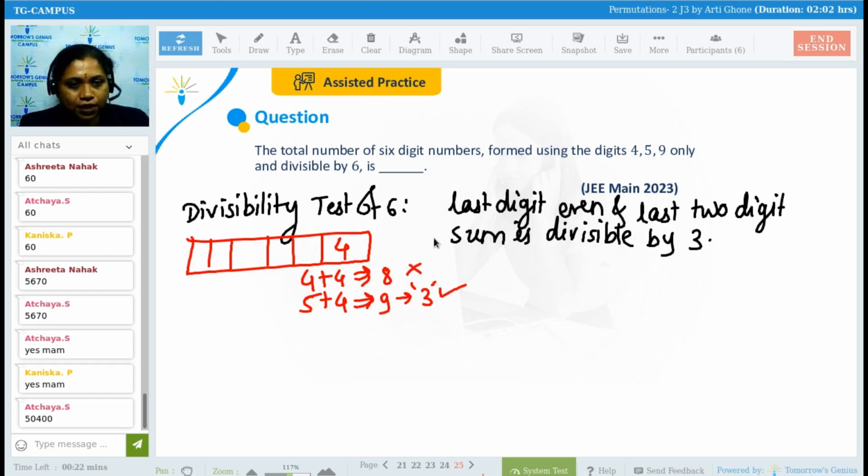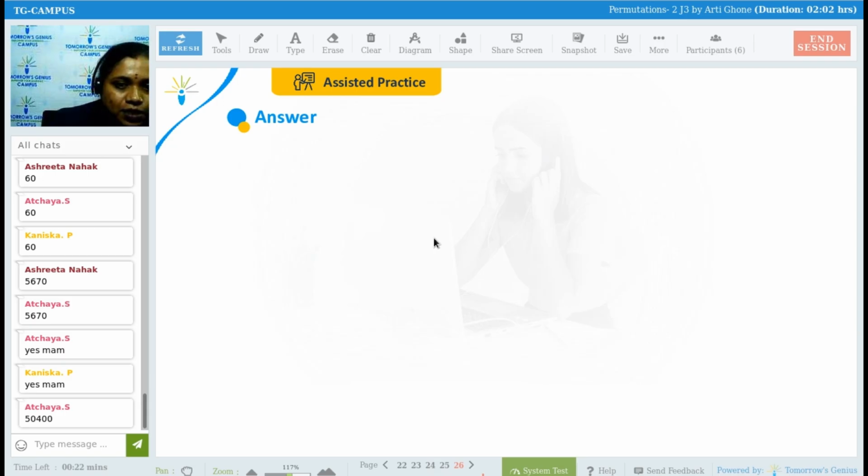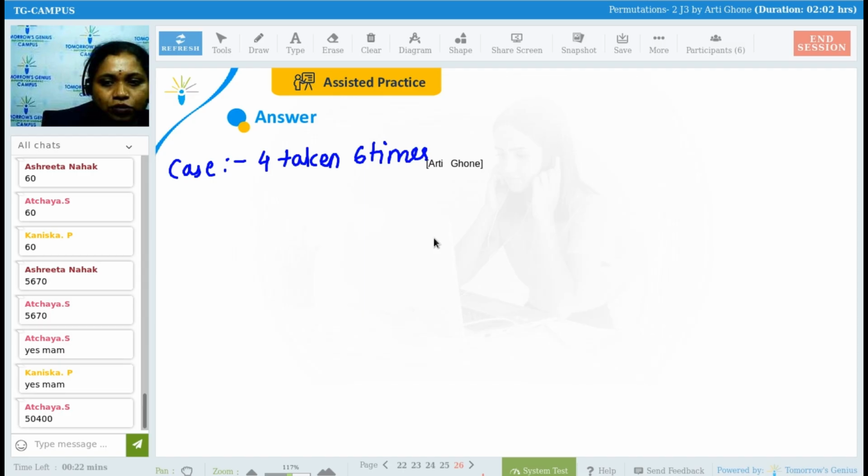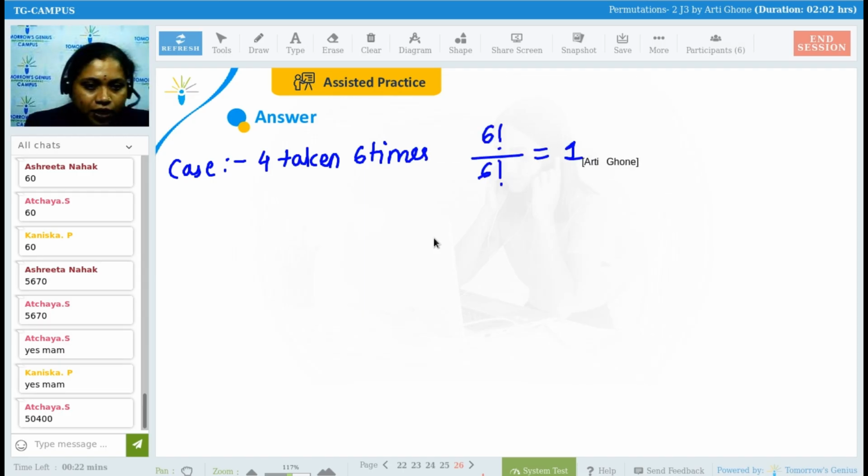Clear? Now, let's move on with the condition that 4 is repeating. 4 is repeating all 6 times, or 4 is repeating 3 times. These are the only two cases that arise first. So what is case 1? 4 taken all 6 times. What will be the permutation? If only 4 is in use, this is 6 factorial upon 6 factorial. So this is only one way. Clear? Okay, 4 is taken 6 times.